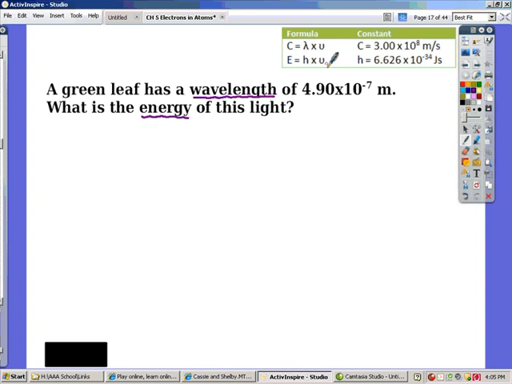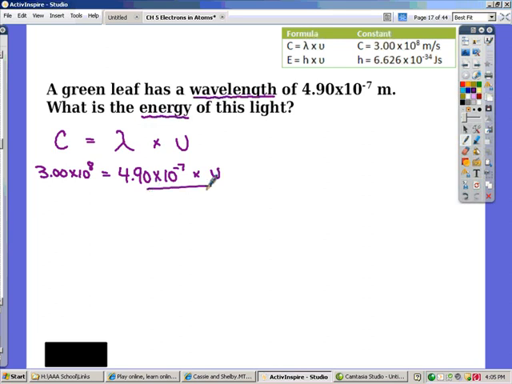The first one is I'm going to take my speed of light formula and I have a wavelength here of 4.9 times 10 to the minus 7th meters. So that's what I'm going to put here. And I know that that's equal to the speed of light, which is a constant. And now I'm going to solve for my frequency.